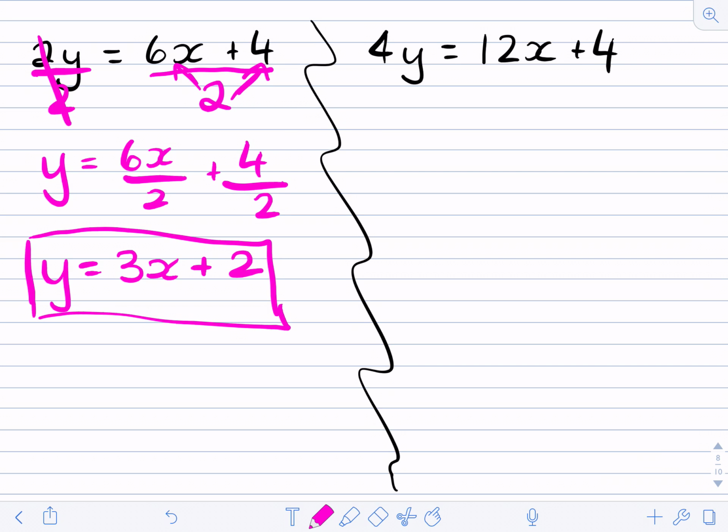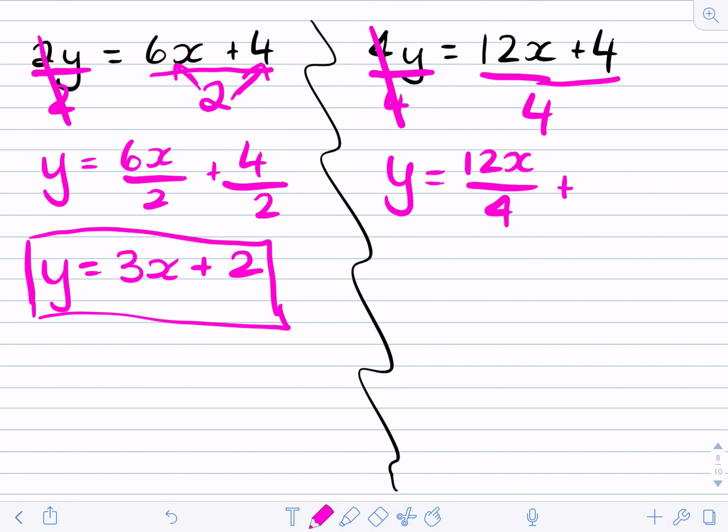Let's go on to the next example. The next example is 4y equals 12x plus 4. My main goal is to get y by itself. Now that's 4 times y. So the opposite of 4 times y is divide both sides by 4. Again, the 4 cancels out. I'm left with y equals 12x divided by 4 plus 4 divided by 4. Because remember that 4 divides the 12x and the 4. So when I simplify this, I'm left with y equals 12 divided by 4 is 3x, and 4 divided by 4 is 1.